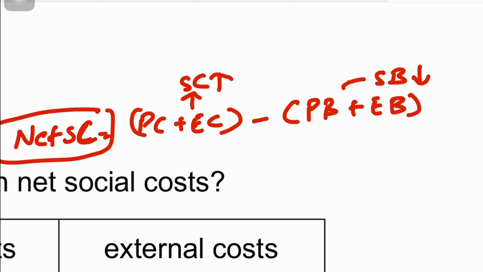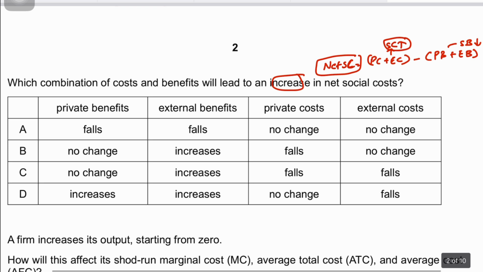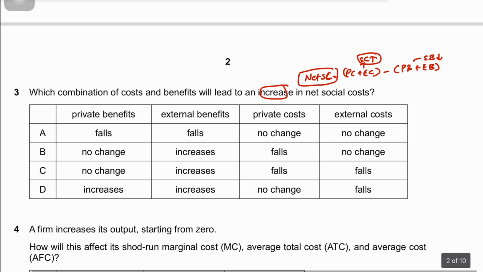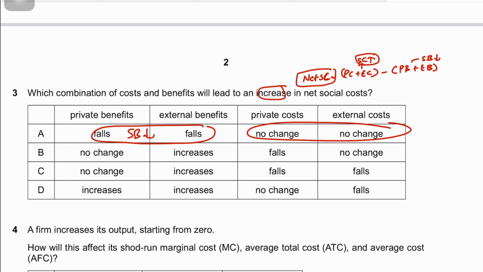Or let's say nothing happens to social cost but your social benefit goes down. And so it follows that if you look at option A, it says that your private benefits and external benefits are falling. That together makes your social benefit go down, and nothing is happening to your social cost, so it stays constant. Overall your net social cost in this case should go up, right? And so that makes A the correct answer.